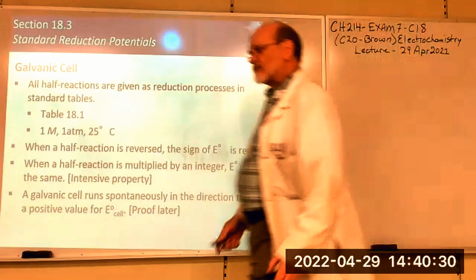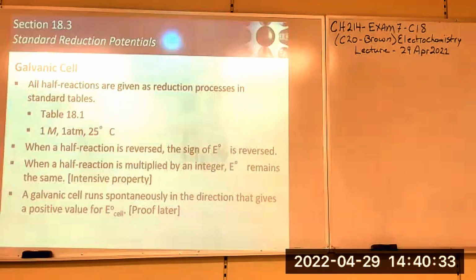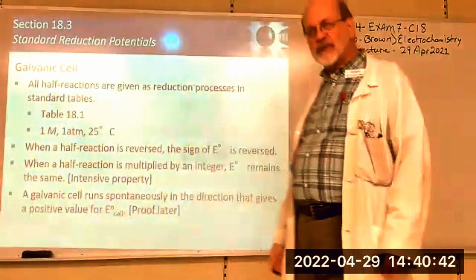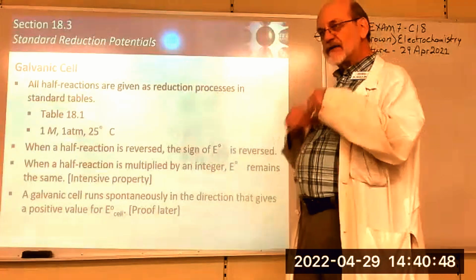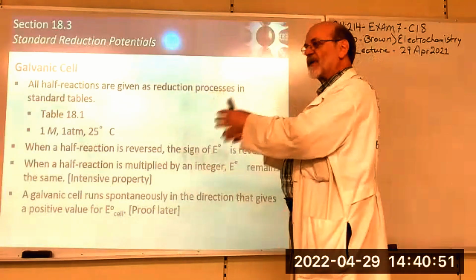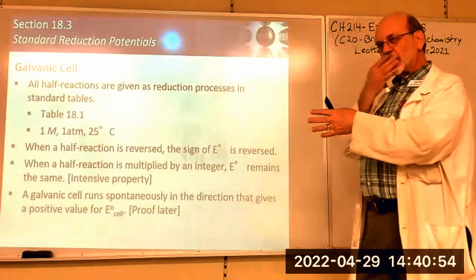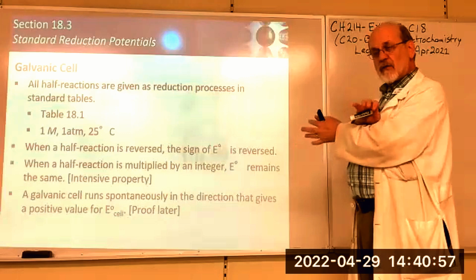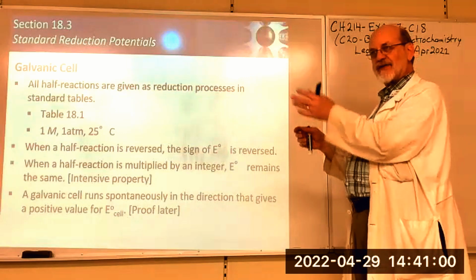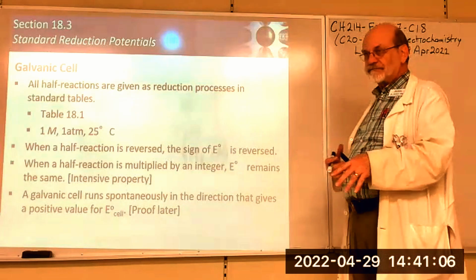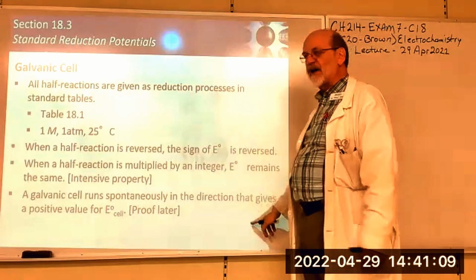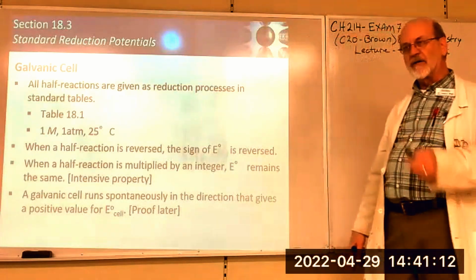Now, I mentioned spontaneous direction. A galvanic cell will run spontaneously. How do we know? What voltage does it produce? If the voltage of the two combined cells is calculated as a positive value, then the way you have it set up is spontaneous. But if you reverse them both and you put the anode in the cathode's place and the cathode in the anode's place, and calculate the voltage again and get a negative, that's not spontaneous. The E value must be positive for a spontaneous galvanic cell.